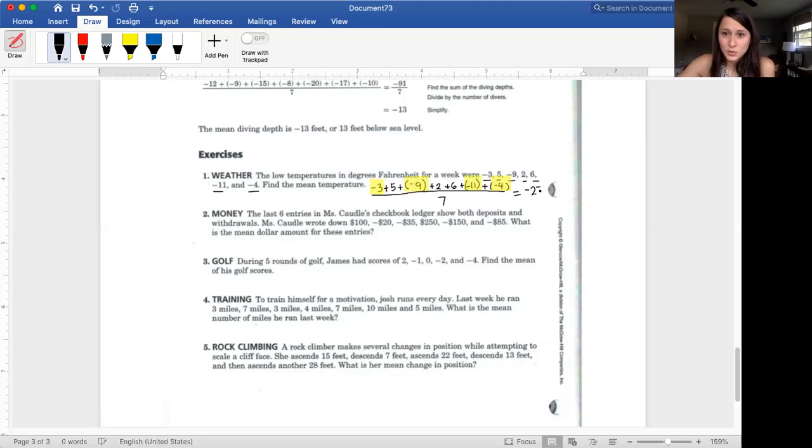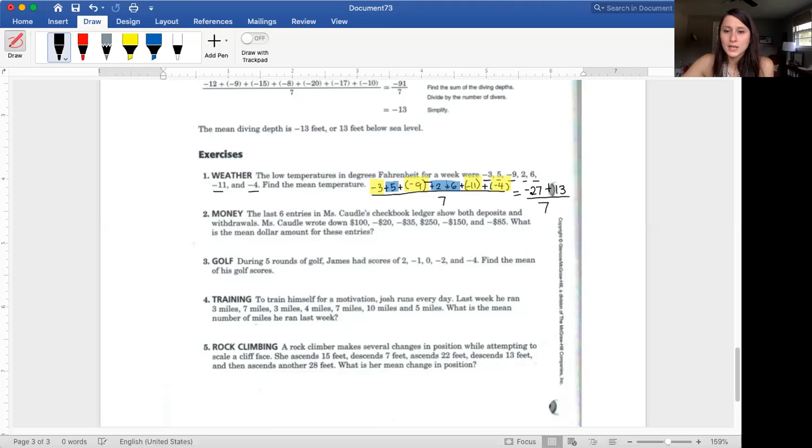So that's -27 plus, now I'm going to group all my positives together. So remember, when you add numbers with the same sign, your answer is going to be the same sign as what your numbers were. So if I'm adding positives, when I add them up, my answer is going to be positive. So 5 plus 6 plus 2, that becomes 13, positive 13. So it's -27 plus 13. Now I'm going to show all my work.